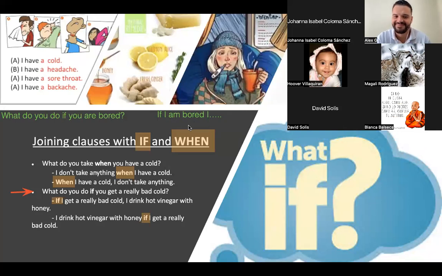How is the most popular, if or when? Very popular, both of them. No difference, Blanca. It depends on what you're talking about. Maybe when is going to be for a situation, and maybe if could be like a condition. So depending if you're talking about a situation, you could say when, or if you're talking about a condition, you could use if, but there's no difference, Blanca. Okay, thank you.